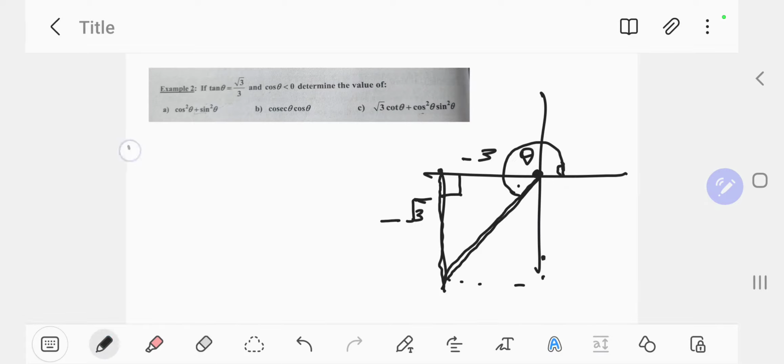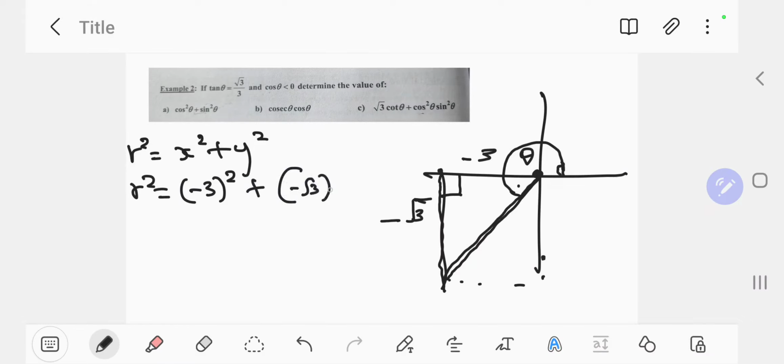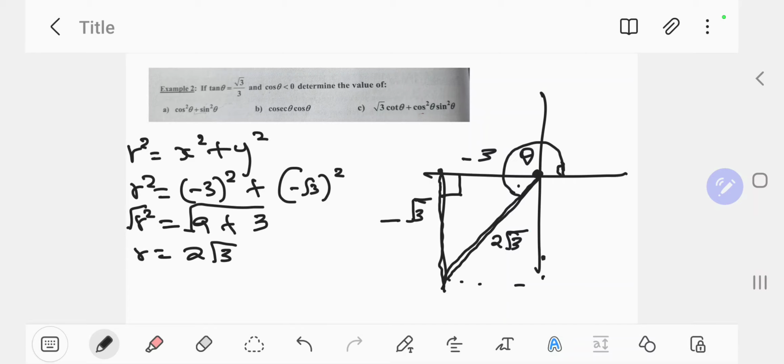So it's going to be r squared equals x squared plus y squared. So r squared equals negative 3 squared plus, in bracket, negative root 3 to the power of 2. So we're going to have 9 plus 3, r squared equals 12. So r equals 2 root 3 there. So it means this one will be 2 root 3. And we've got all 3 sides of our right-angled triangle, so we can read all the values of A, B, and C.